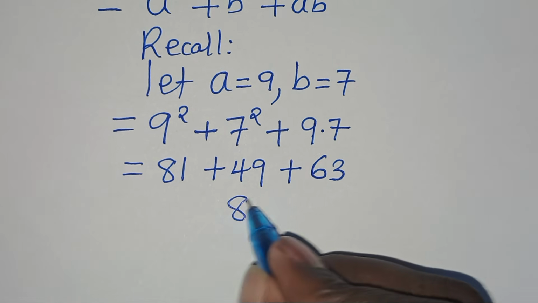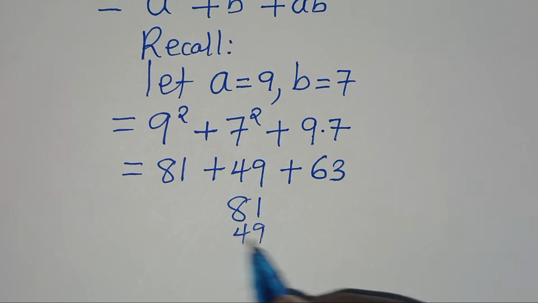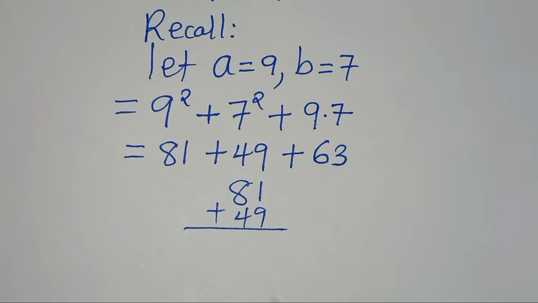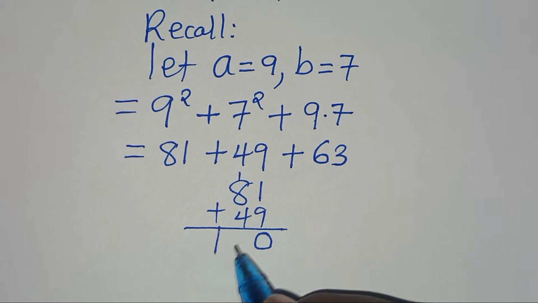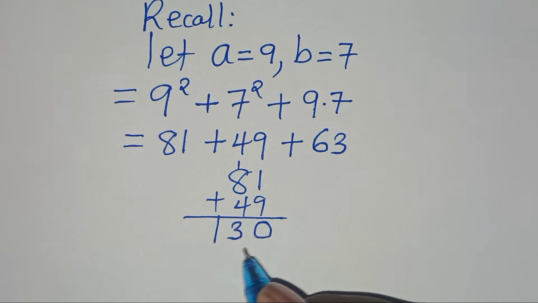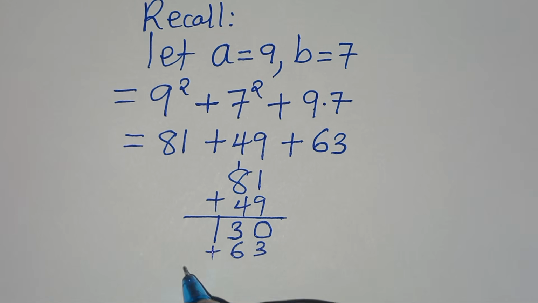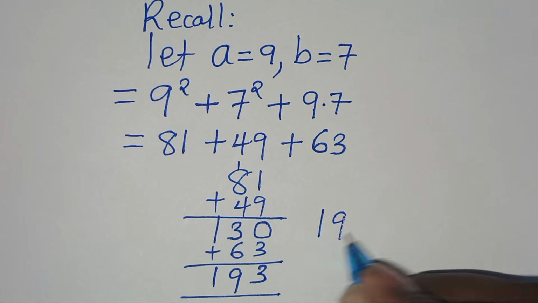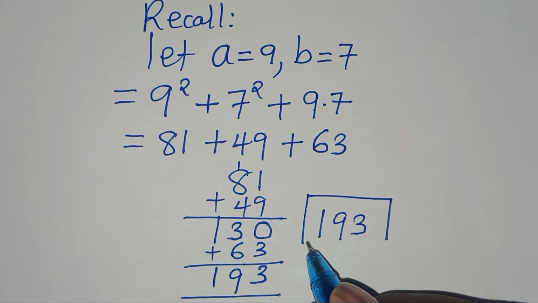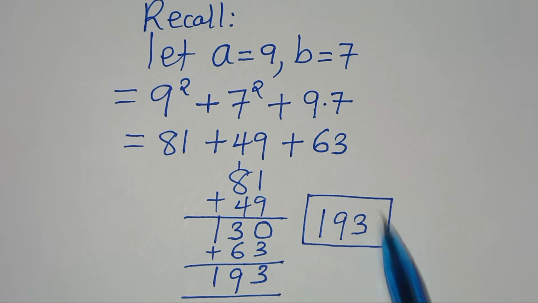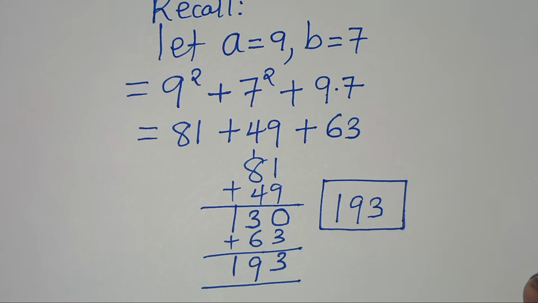So this is 81 plus 49, this is the same thing as 130 plus 63. So this means that we have the solution here as 193. This is the solution to this square root math problem.